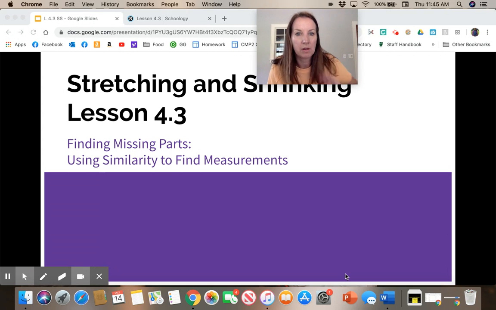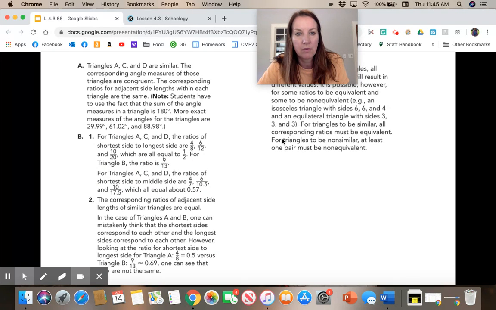You are going to be working on finding missing parts using similarity to find measurements. We'll start by going over your work from yesterday or from 4.2, whenever you did that.